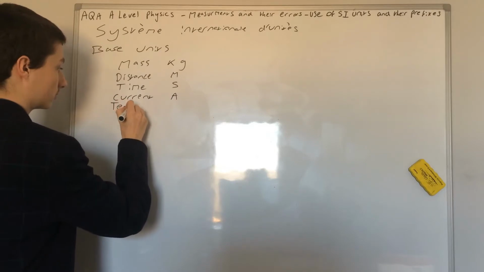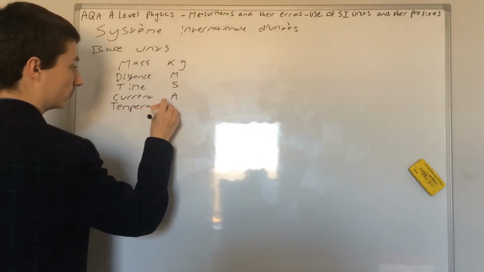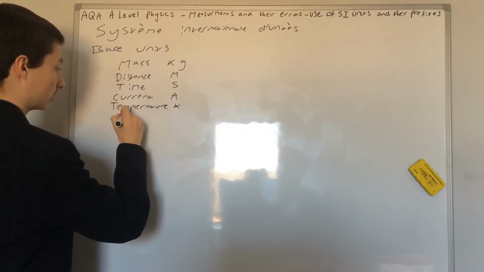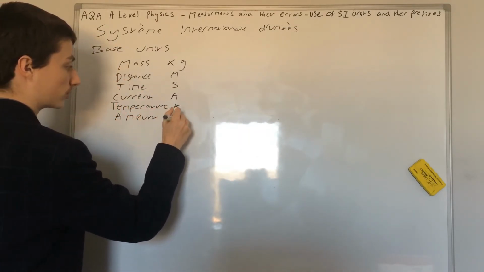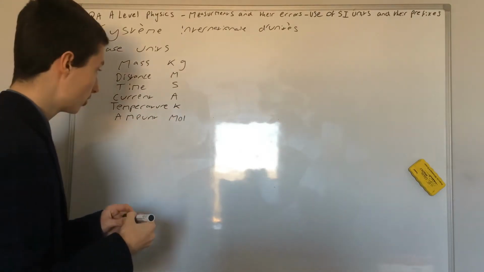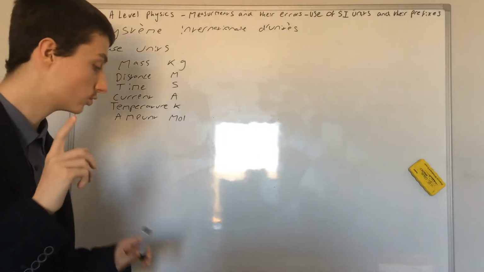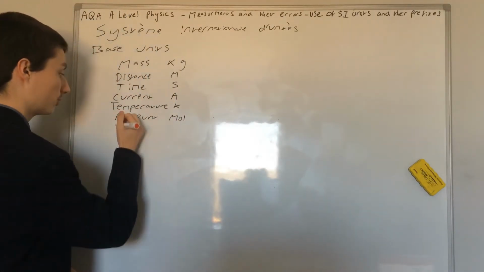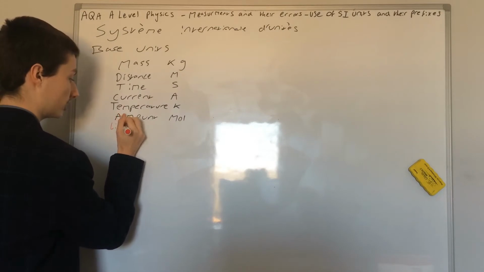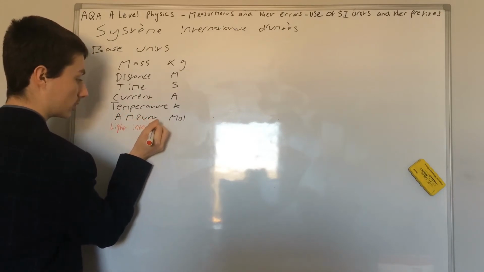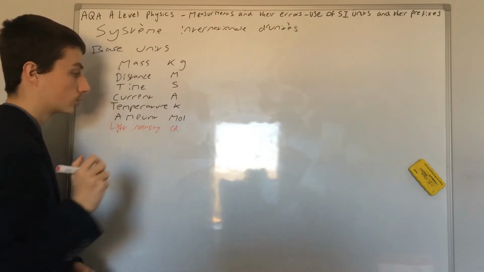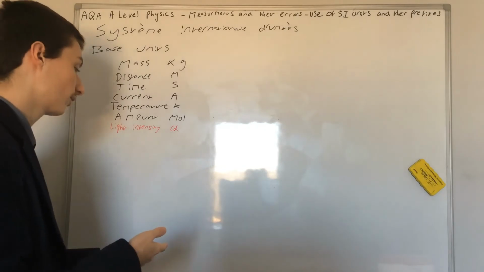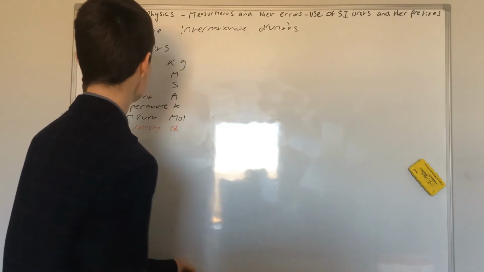There's temperature, which is measured in Kelvin. There's also the amount of something measured in moles. Those are the 6 you have to know for A level. There is one more I put down, which is the 7th of the International System of Base Units, which is light intensity, measured in candela, shortened to cd. You don't need to know much about it apart from it's the 7th. It exists.